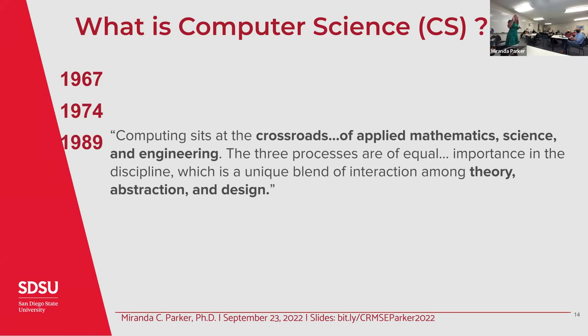And then a few years later, computing sits at the crossroads of applied mathematics, science, and engineering. The three processes are of equal importance in the discipline, which is a unique blend of interaction among theory, abstraction, and design. So I felt like this was a really important definition to show here when we're all bringing in our different discipline-based knowledge. We're coming from math and science and engineering. And so I'm not different than y'all. I'm a combination of everyone.